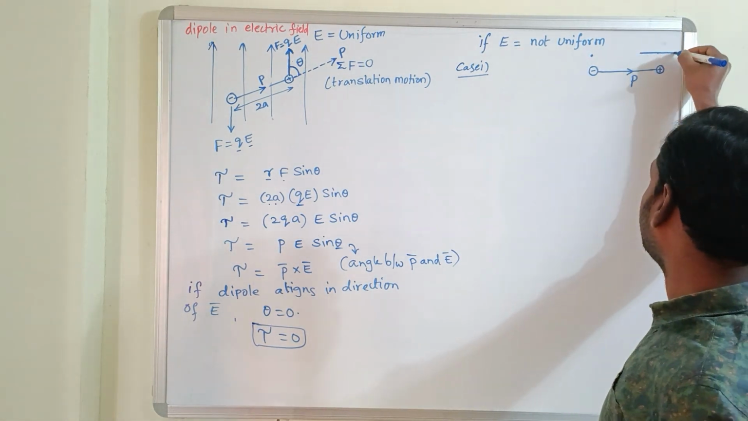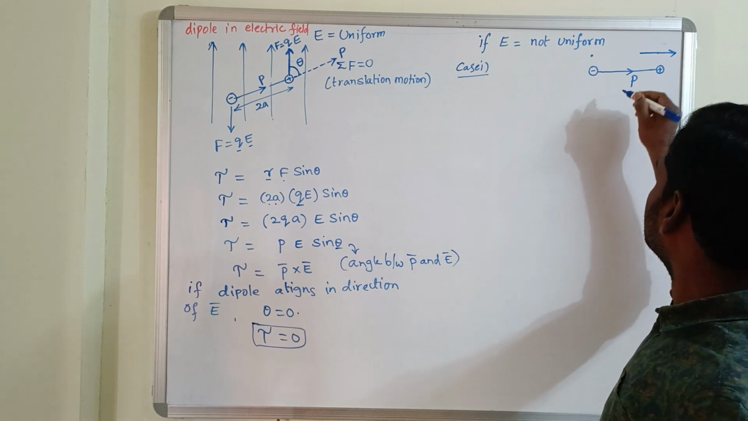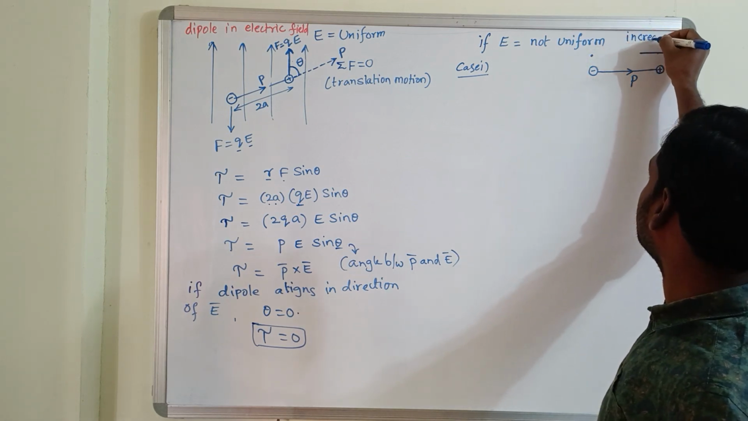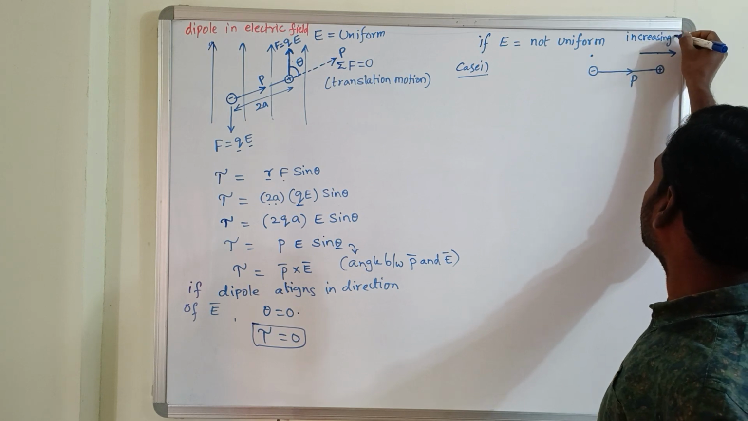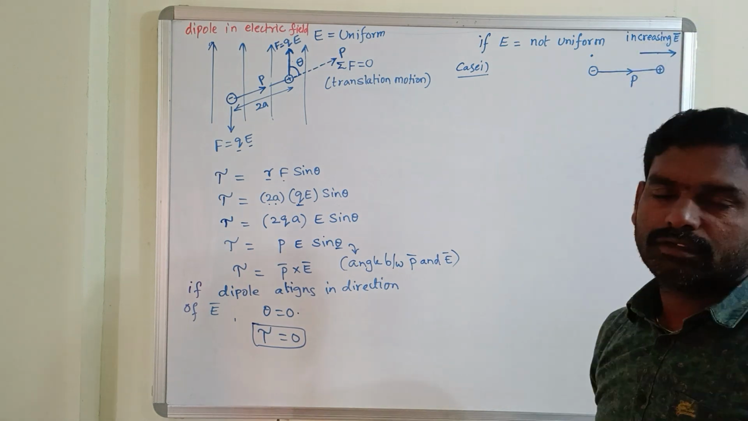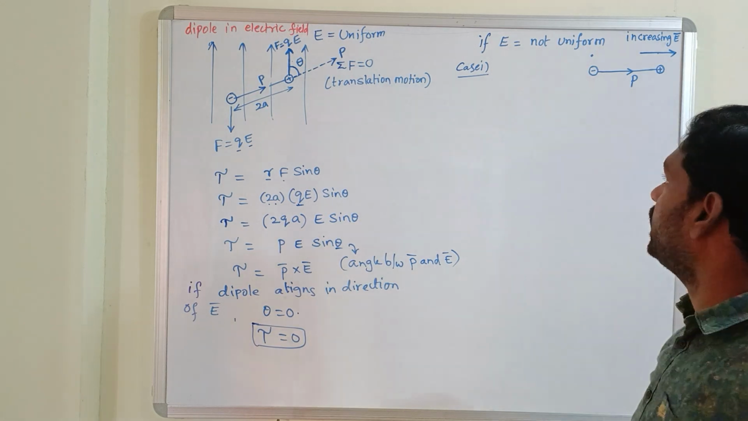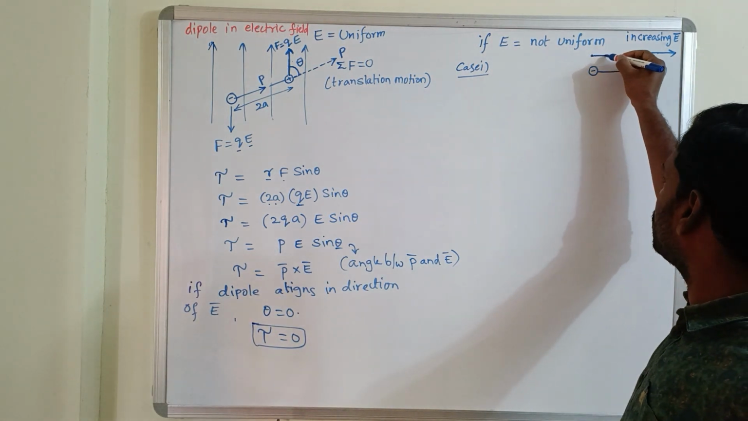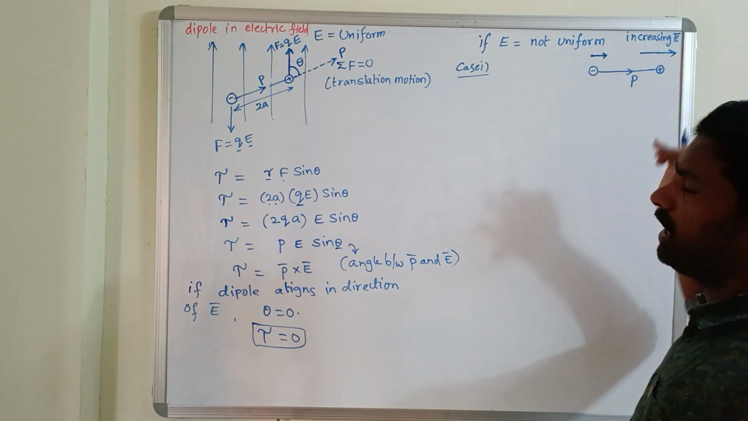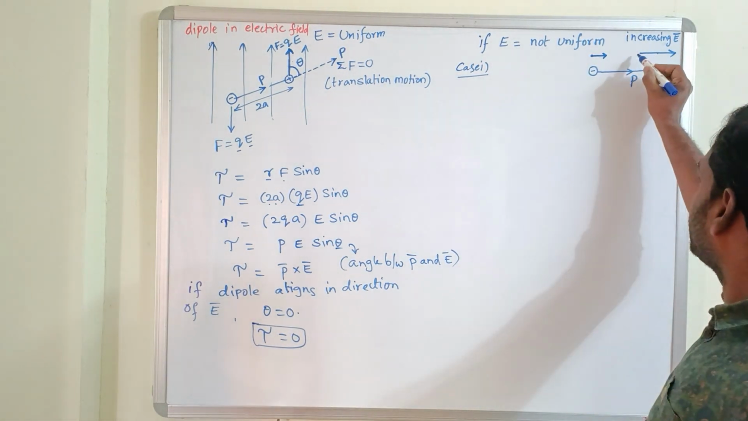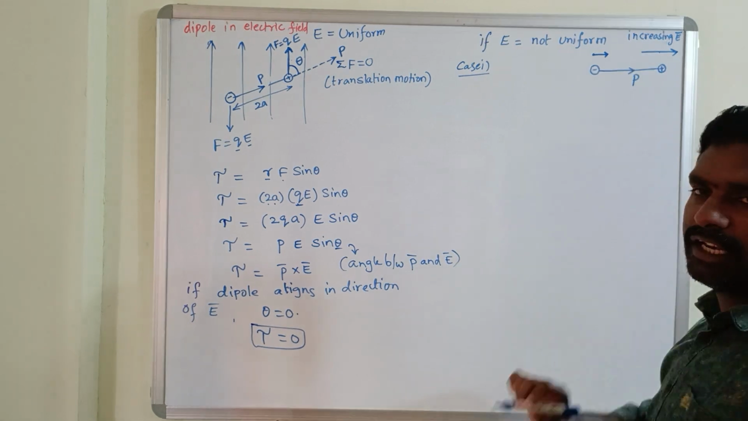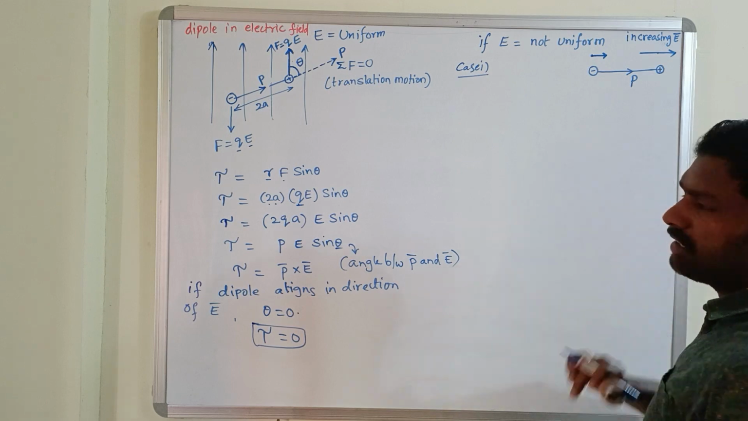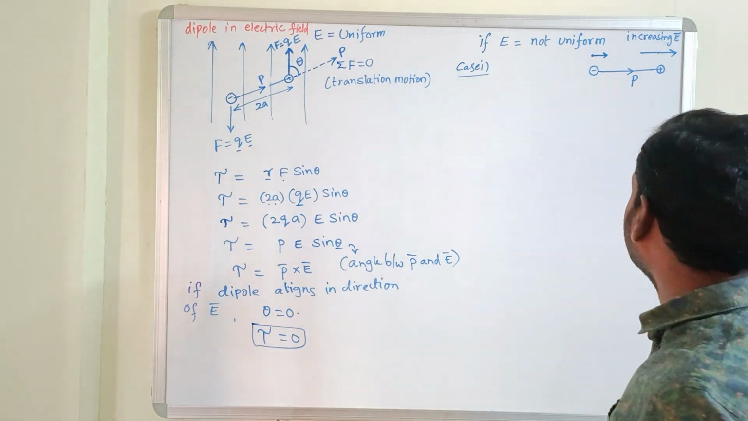That is, the electric field is increasing in this way. So this direction is nothing but the direction of increasing electric field. Here there is less electric field, here there is more electric field. So increasing electric field is pointing in the direction of the right side. And P is also along the same direction.